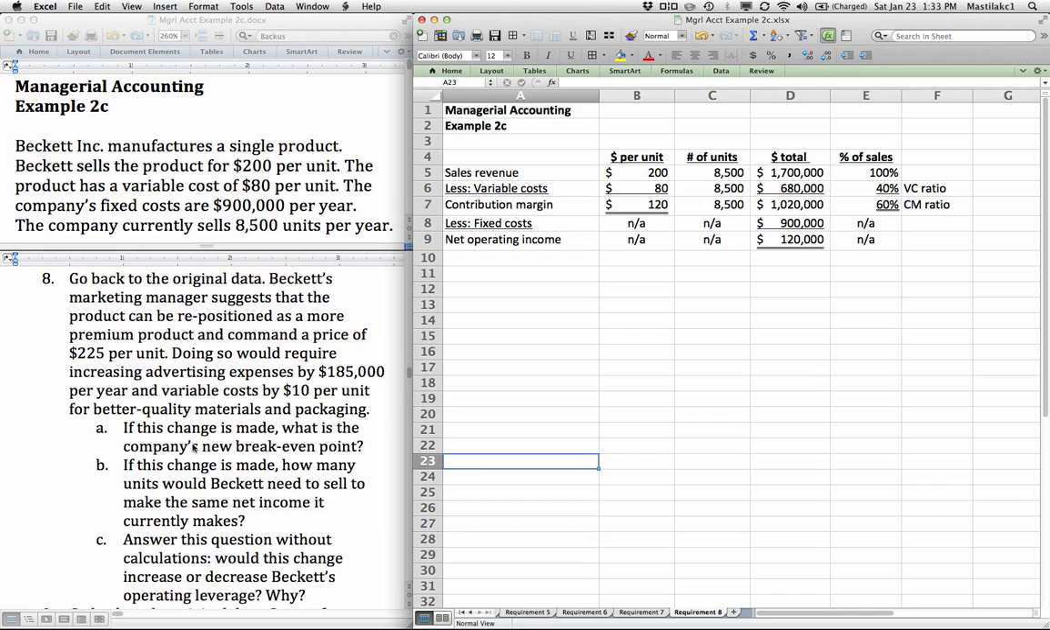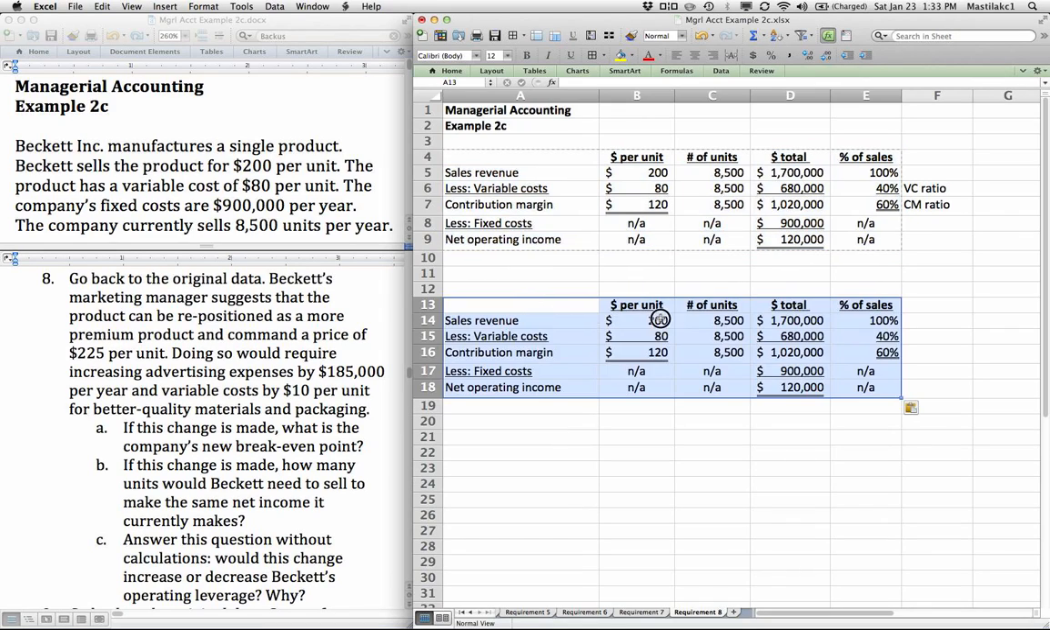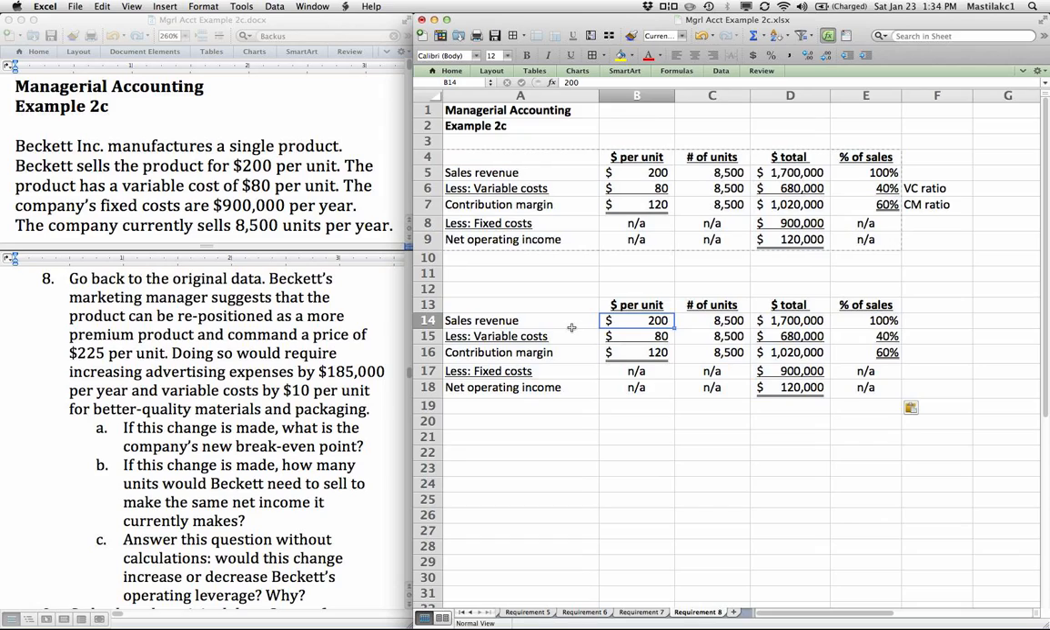If this change is made, our first question is, what is the company's new break-even point? So one thing we can do in one of these situations where we've got multiple things changing is we can just recreate the complete contribution margin format statement. So what are our changes?